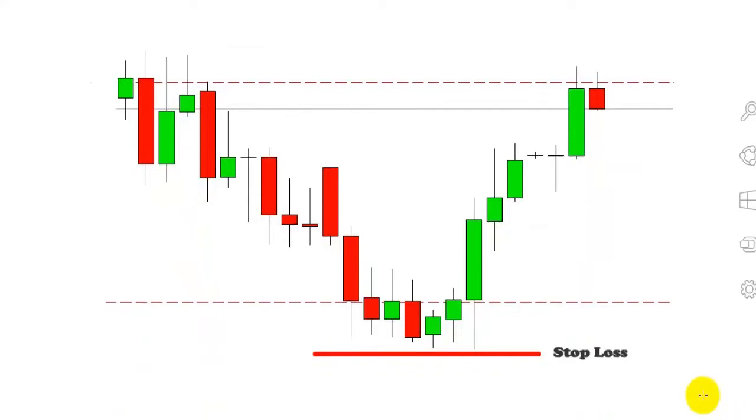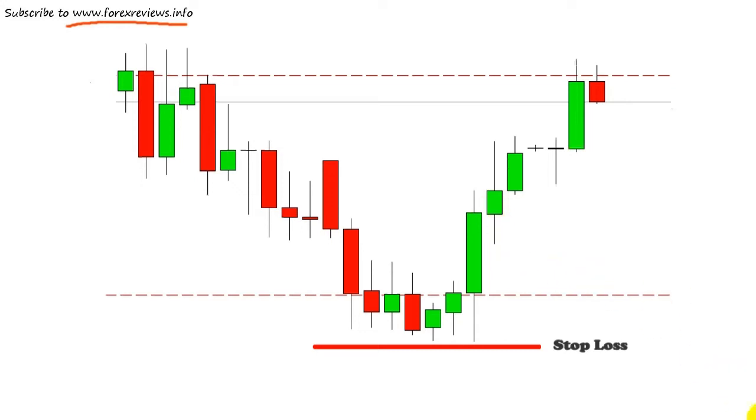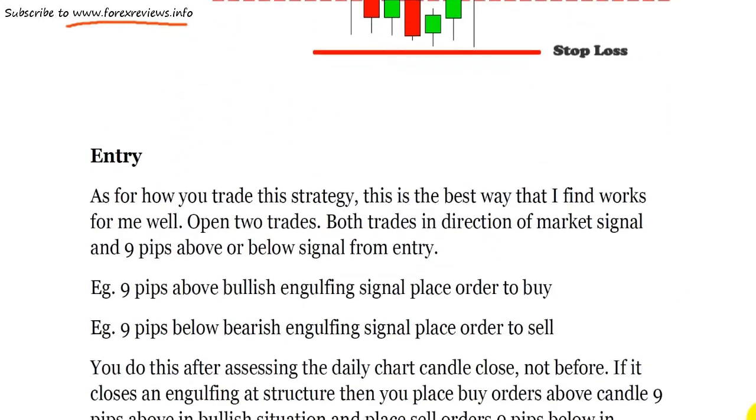This is an example of a stop loss. As you can see, the stop loss is down here, below the low. As you can imagine, if it was a sell, it would be the opposite way around. Here's the signal entry right here on this chart. Your entry would go above. Okay, that's it for stop losses.